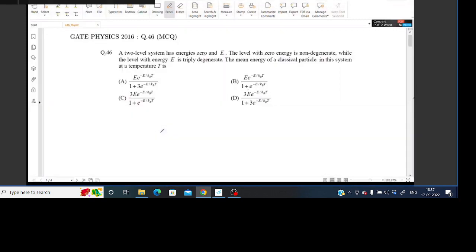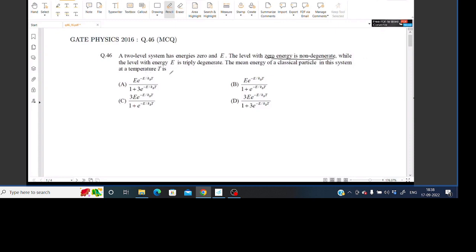Hello everyone. In this video, I shall discuss the solution of question number 46 of GATE Physics 2016. This is a multiple choice question. A two-level system has energies 0 and E. The level with zero energy is non-degenerate, while the level with energy E is triply degenerate. We need to find out the mean energy of a classical particle in the system at a temperature T.